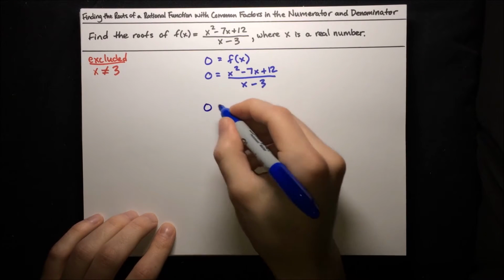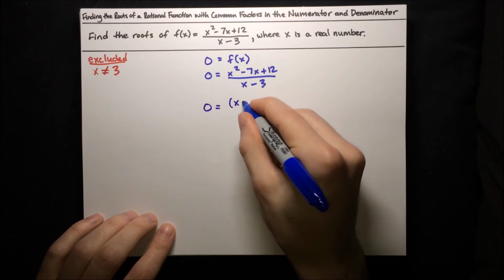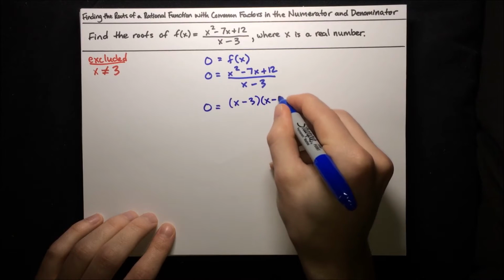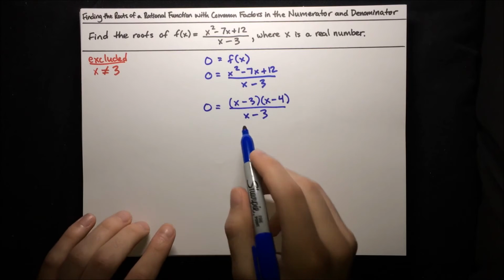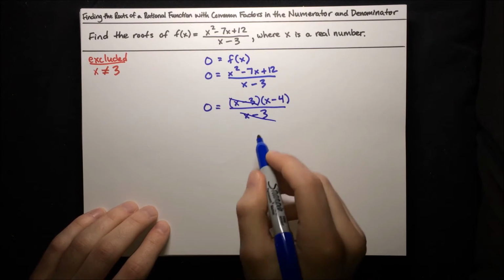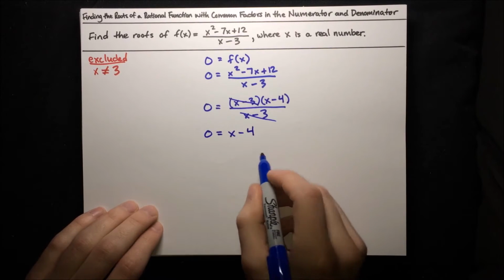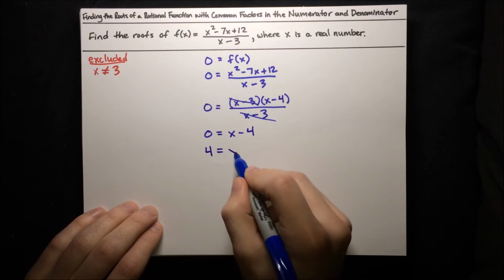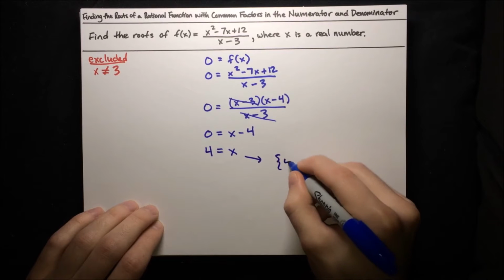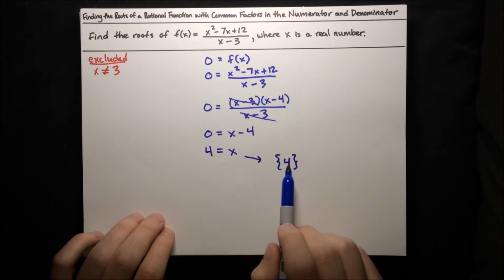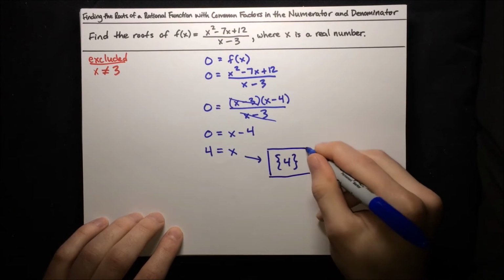First, let's factor the numerator. So 0 equals, what does this factor to? Well, that is just x minus 3 times x minus 4, and that's over x minus 3. And now we can cancel these common factors. x minus 3 cancels with x minus 3, and we're left with just 0 equals x minus 4. To solve that, just add 4 to both sides and get x is equal to 4. So our solution is just the set containing 4. And the solution 4 is different from our excluded value of 3, so we're all good. This is truly the solution.